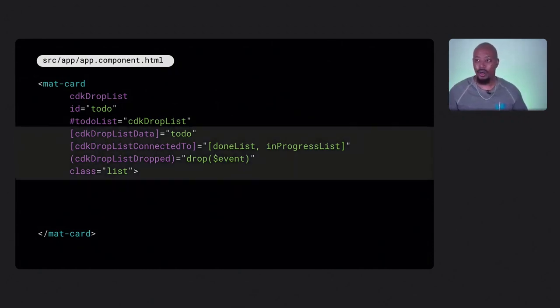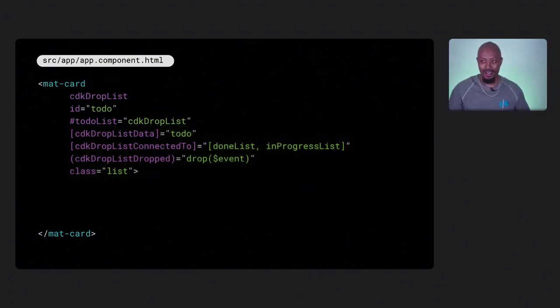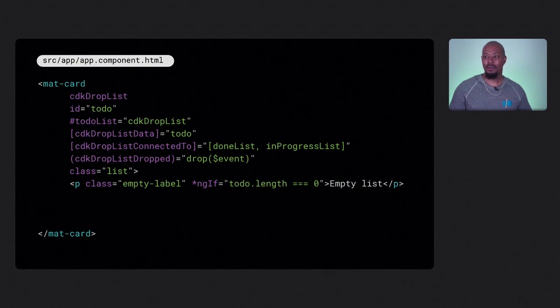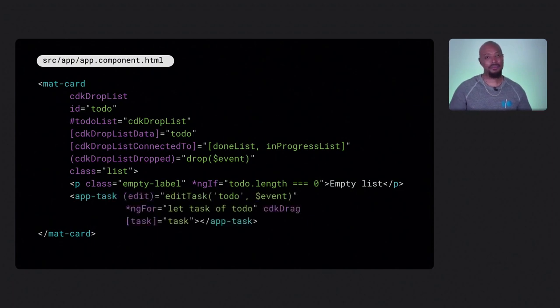So inside here, we have the drop list data. Well, what is the data supporting the swim lane? Well, that's our to-do from our component. Then you need to ask, well, where can I go next? Well, from the to-do, you can go to the done list or in progress list, okay? And then we have our CDK list dropped. All right, so this is the event that will be fired once you drop in a card into our swim lane. And from there, we display our task. All right, let's go back to the code so we can implement this functionality.